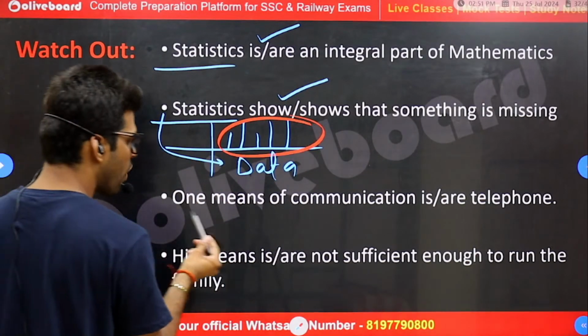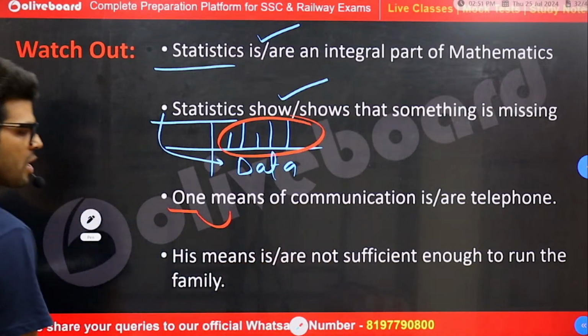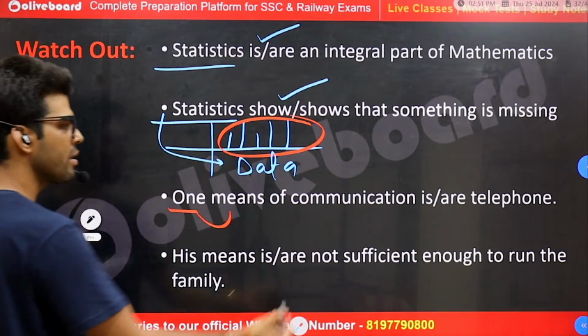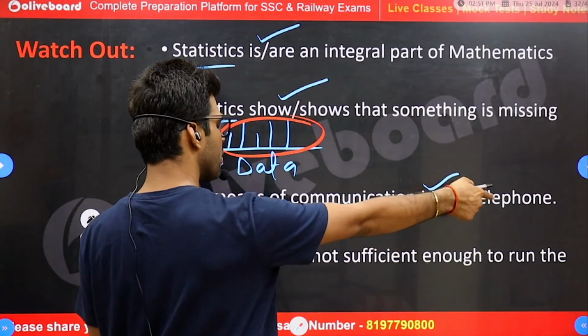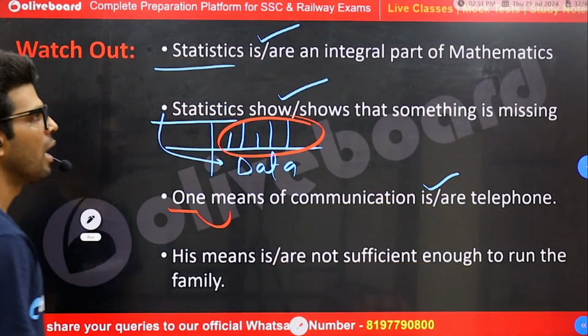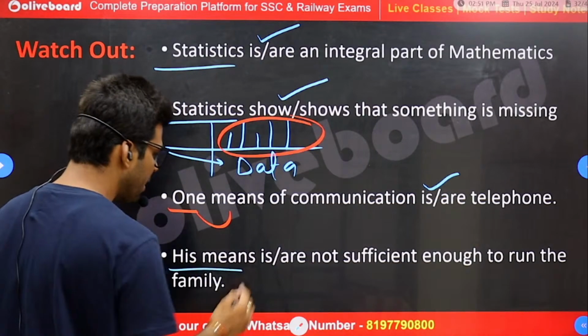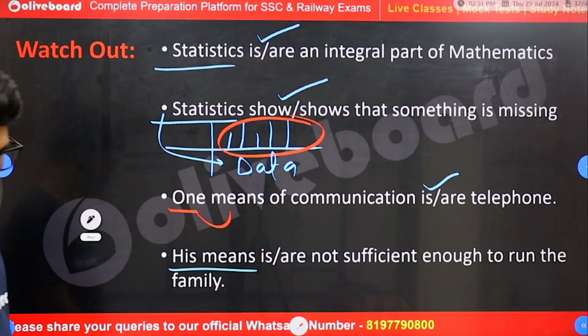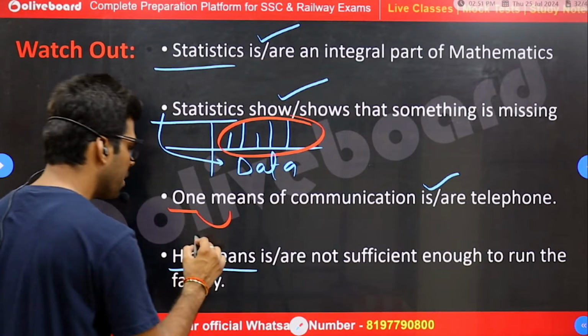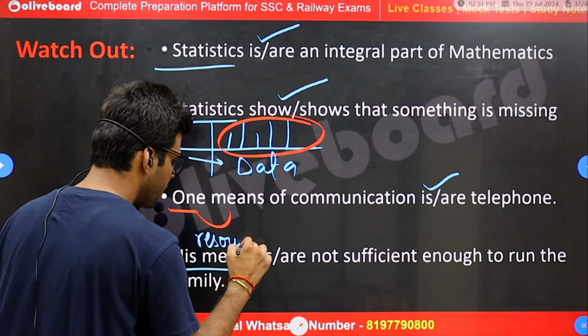If you say just one means of communication, transportation, that one means is there, of course, has to be "is." There is only one in the predicate as well. But when you say his means to run a family, we have resources to run a family. We have resources to run a family.